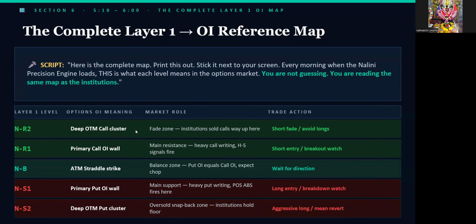NR2, deep OTM call cluster, fade zone. Institutions hold the calls way up here. Short, fade, avoid longs. R1, primary call open interest wall. Main resistance, heavy call writing. So you have to watch for short entry on breakout. This is the base area, Nalini pivot, ATM straddle strike.